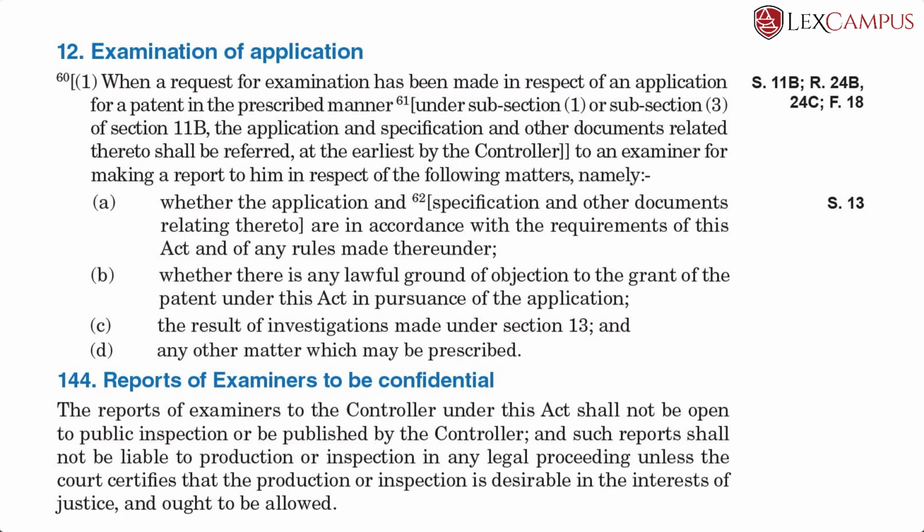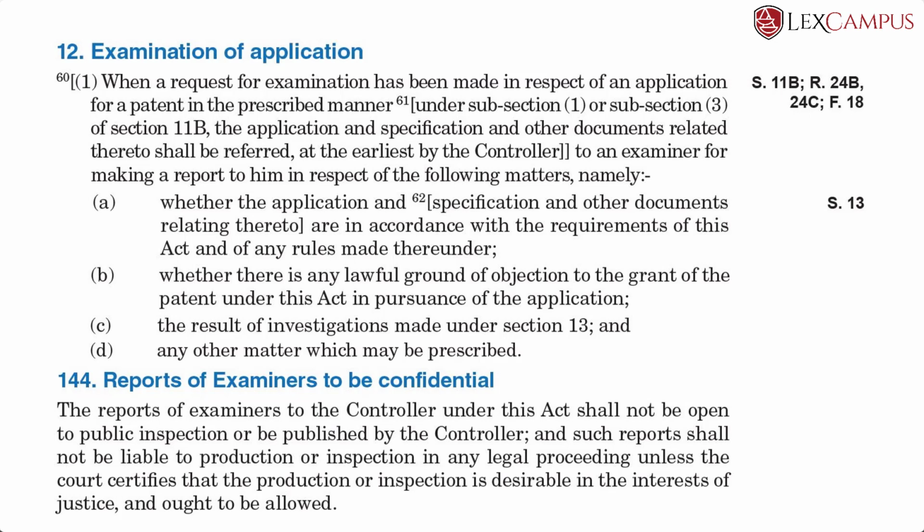And this report is not the first examination report or the first statement of objection, because based on this report the controller will issue the first statement of objections or the first examination report. So it's easy to get misled by the fact that the examiner's report is the first examination report. It is not so. The first examination report is issued by the controller, whereas what is issued by the examiner is an internal document which goes to the controller, based on which the controller makes his first examination report.